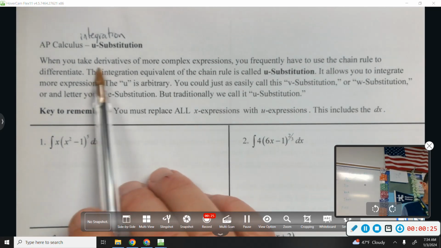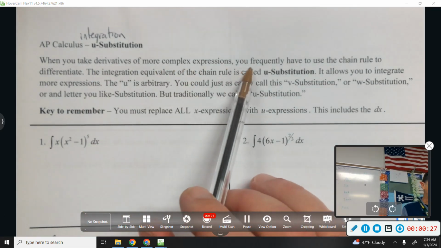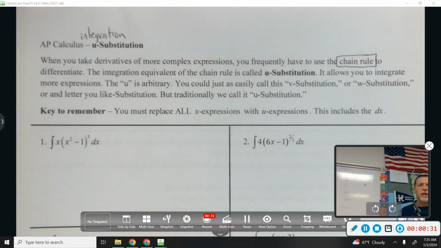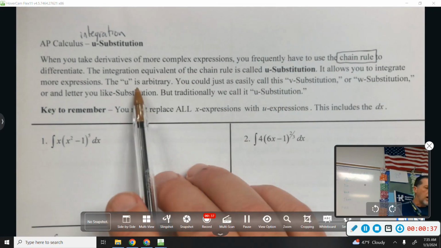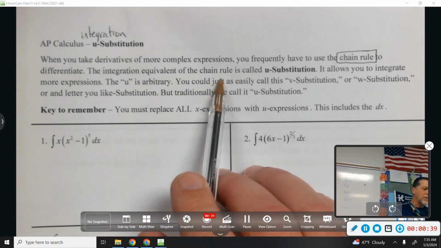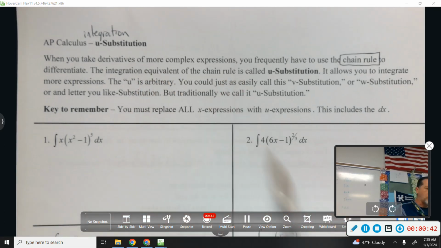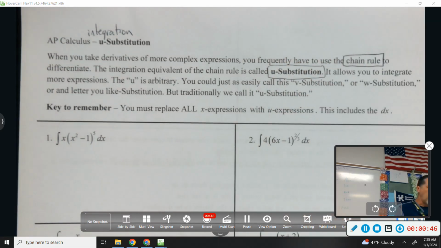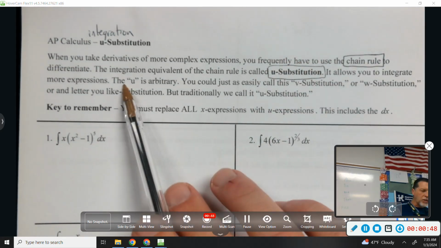All right. When you take derivatives of more complex expressions, you frequently have to use the chain rule. That was in the 3 examples we did. And when you use the chain rule, then you get that extra stuff tagged on to the end. The integration equivalent of the chain rule, so like how to go backwards with the chain rule, is U substitution. It allows you to integrate more expressions.